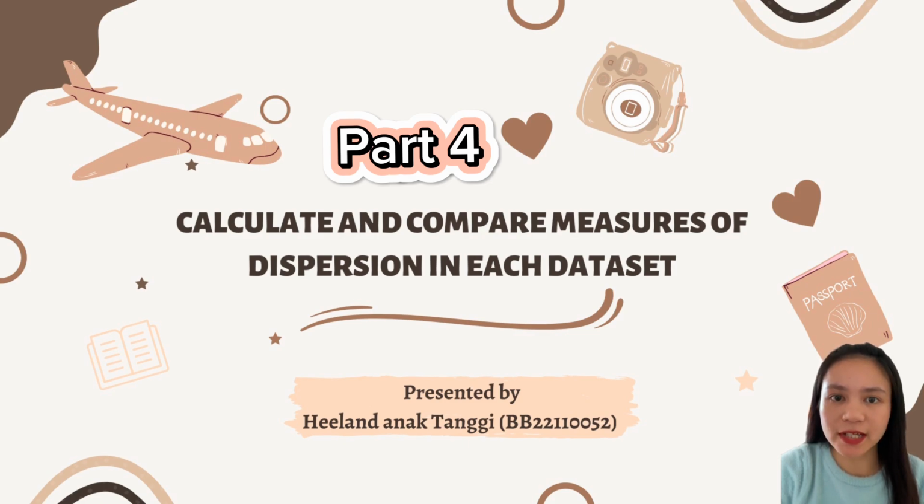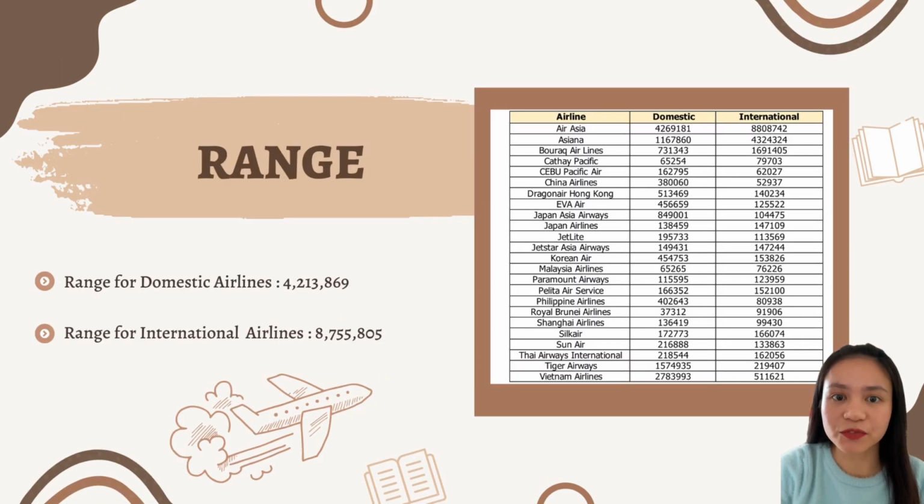Greetings, I'm Helen Anatangi with metric number BT1270352, representing part 4 of our group assignment, which is calculate and compare measure of dispersion for dataset population in airlines in the Asia Pacific region. Here's the range for both airlines: domestic airline 4213X69 and for international airline 8755805.